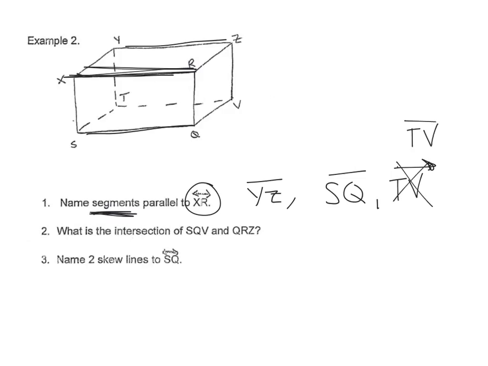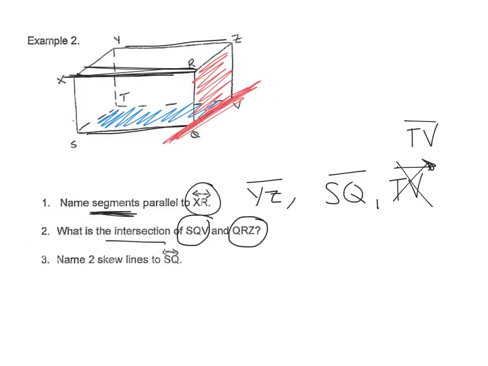Okay, 2, what is the intersection of SQV, this is a plane, and QRZ, this is a plane. Remember, 3 letters make a plane. So SQV is the bottom. I'm going to shade that. QRZ is the right side. I'm going to shade that. 2 planes intersect at a line. So you need to use a line notation. So the notation is the line QV. Or obviously VQ, you could write it too.